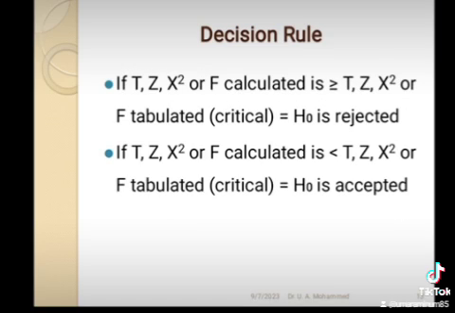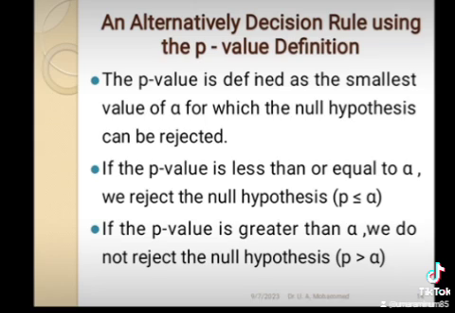Now, how do you make this decision? This is what is called the decision rule. If the Z, t, chi-square or F calculated is greater than or equal to the Z, t, chi-square or F tabulated as critical, then your null hypothesis is rejected. But if your Z, t, chi-square or F calculated is less than your tabulated critical value, your null hypothesis is accepted. Alternatively, sometimes you use the p-value after computation using computer statistical packages.